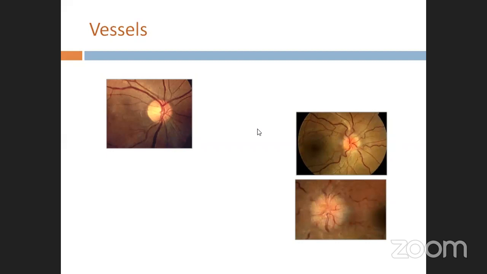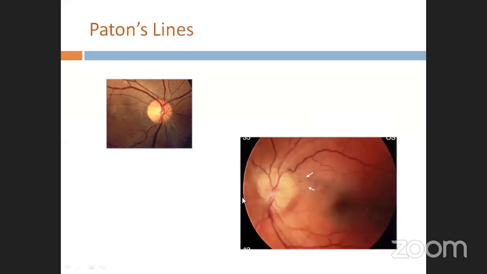Here in the blood vessels, this is the normal disc. The blood vessels will be tortuous, the large blood vessels, and the small blood vessels, the capillaries on the disc, are hyperemic, dilated, and telangiectatic. So this causes the red color of the disc. So these are abnormal blood vessels in a swollen disc. Pattern lines are concentric lines seen in the temporal area of the disc.